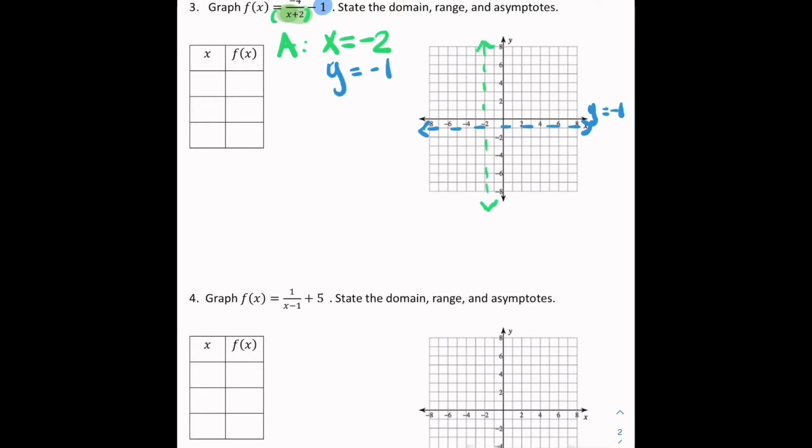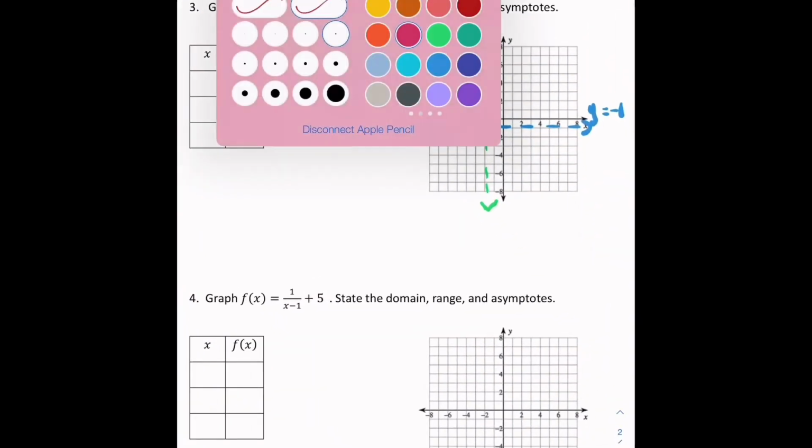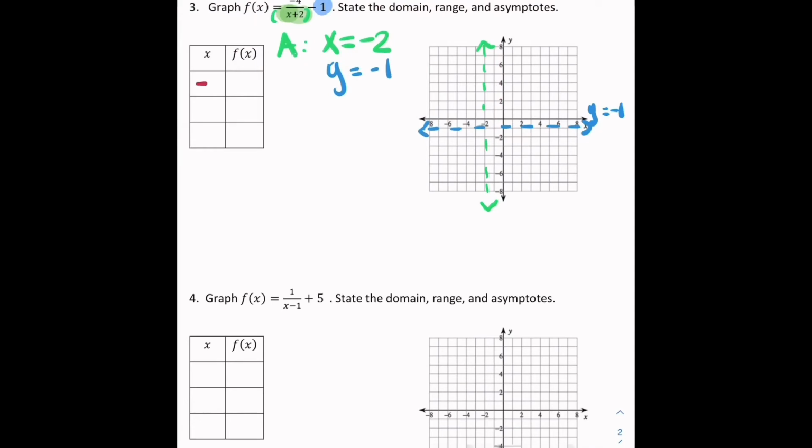And now what I want to do is graph this in Desmos and find some points that I can plot to the left and to the right. So let's go ahead and go over here. I already have it typed up in Desmos. I'm going to look at my values. So I don't want to look at the undefined. We already mentioned that x was equal to negative 2. So I'm going to look at the 3 points below and copy those down. So let's go ahead and do that. So we have (-1, -5), (0, -3), and (1, -2.3).